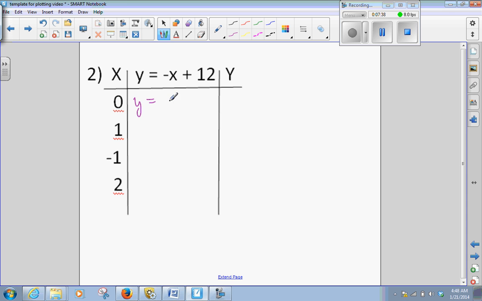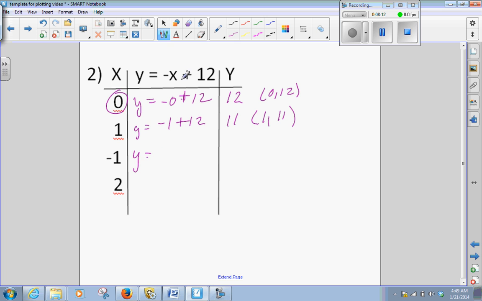I'm assuming you've already tried it. So I'm doing y equals, instead of a negative x, a negative 0. But of course, there really is no negative 0, so it's just going to be 0. So 0 plus 12 means that y should be 12. So one of your first solutions should be (0, 12). Next, instead of a negative x, we're going to do negative 1 plus 12. So y would be equal to 11. So it's going to be (1, 11).